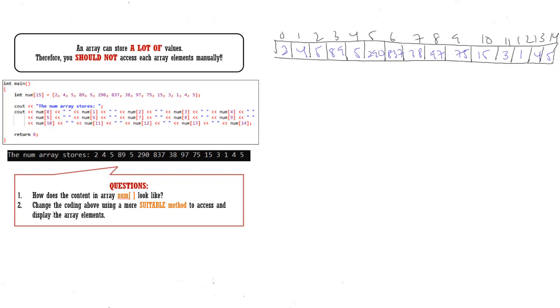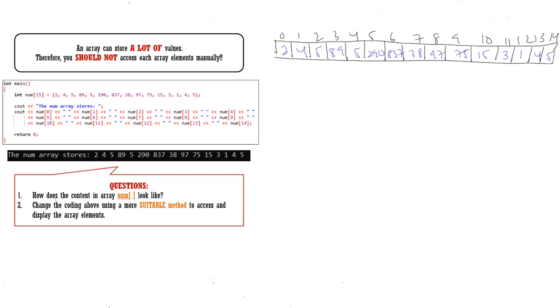Take a look at the question here. How does the content in array num look like? This is what inside the array looks like. Of course it starts with index 0 and it will end at size minus 1. So these are the elements that are inside the array.